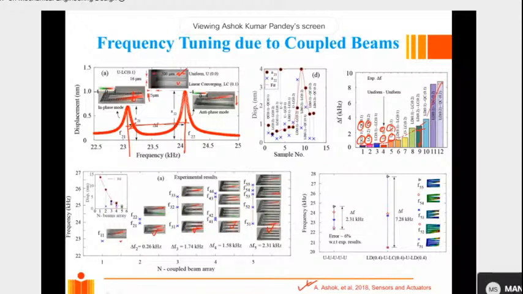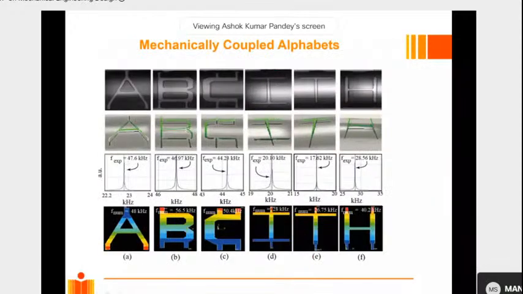Another interesting thing you can think about is these combinations of letters. They are coupled, right? They are like coupled beams, so you can write your A B C D, and you can see that it oscillates like A, and B C D. The only thing is that you will have to make it free at the other end, otherwise it will not give you a proper vibration.